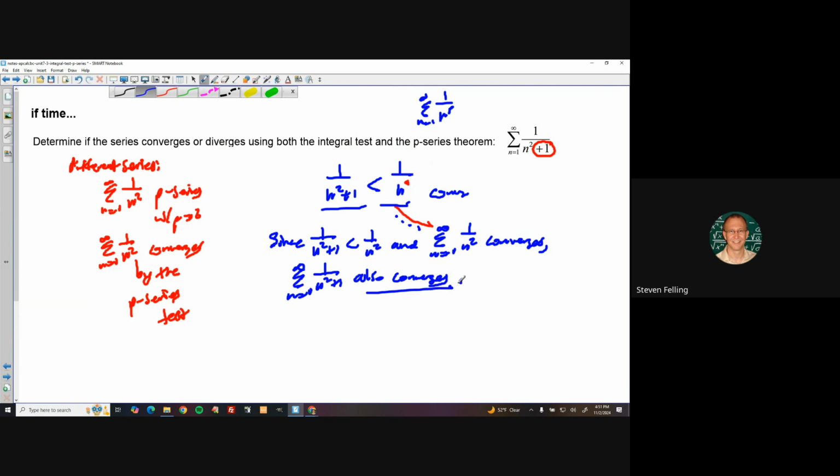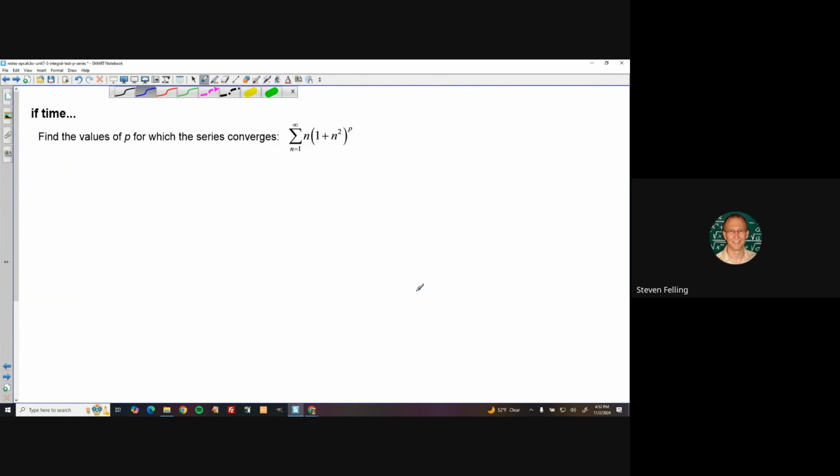Okay, now there's later going to be a specific test called a comparison test that does that more formally, but this is just introducing the idea of that. Okay, let's take a look at one last example. Find the values for p for which this series converges.